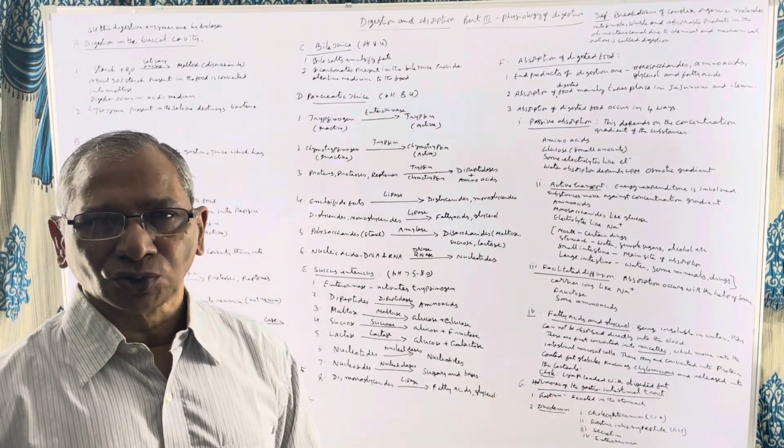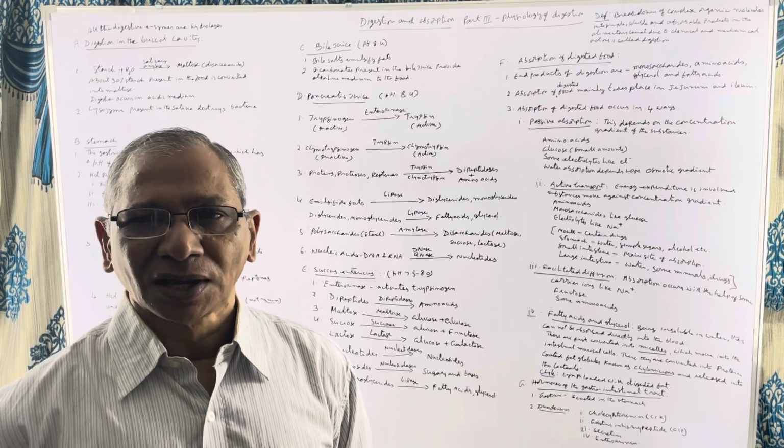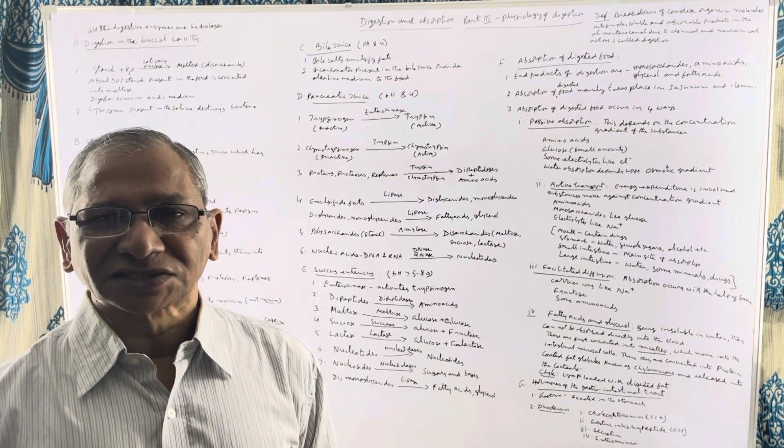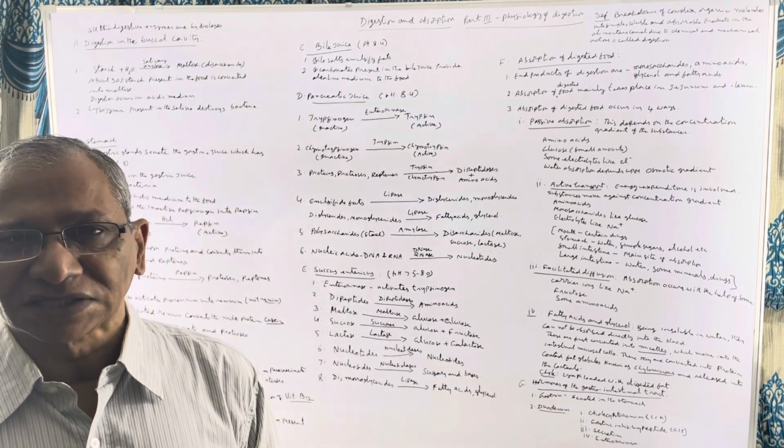So in this way, with the arrival of the chyme into the duodenum, bile juice is released into the duodenum. Pancreatic juice is also released into the duodenum, and the intestinal glands, namely the Brunner's glands and crypts of Lieberkuhn, also release their secretions.